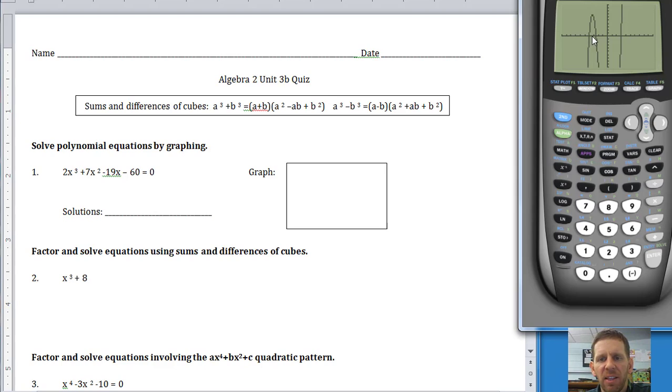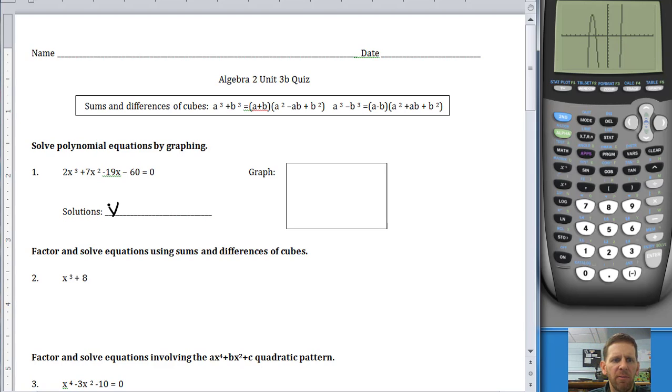Another way of saying the zeros is the x-intercepts. And it looks like there are 3 places this graph crosses the x-axis: negative 4, negative 2.5, and 3. So I think those are it. Now, if you're a little suspicious about the negative 2.5, because that could be a little sketchy, what we can do on your calculator is use the second trace option just to verify that that's actually a 0.